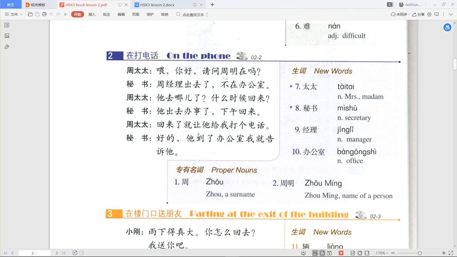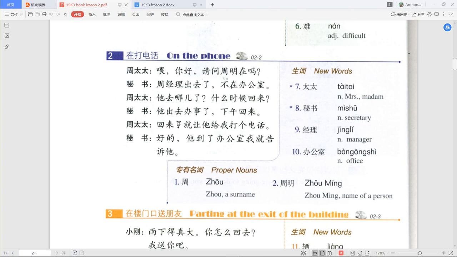回来了就让他给我打个电话. This is the main grammar point in this part. 回来了, coming back. Here 了, we said it's past tense. However, it's not past, because it clearly says in the afternoon he will come back. So why do we put the le here? Because here le means after. So 回来了 means after he comes back.